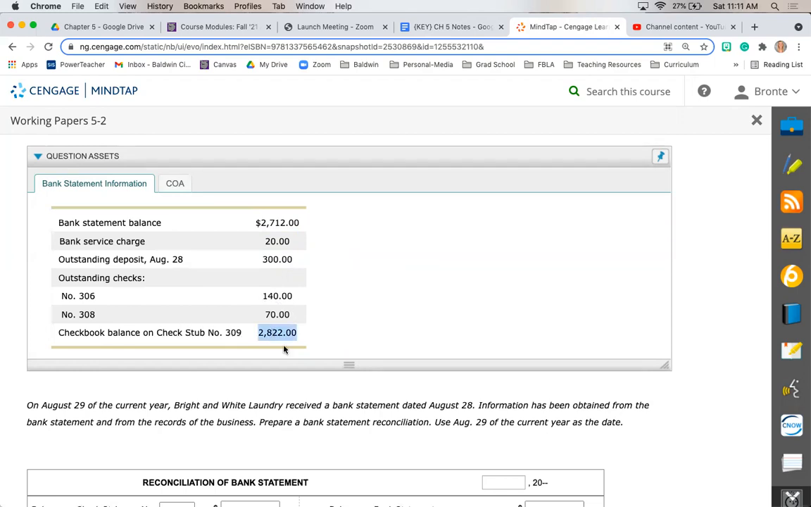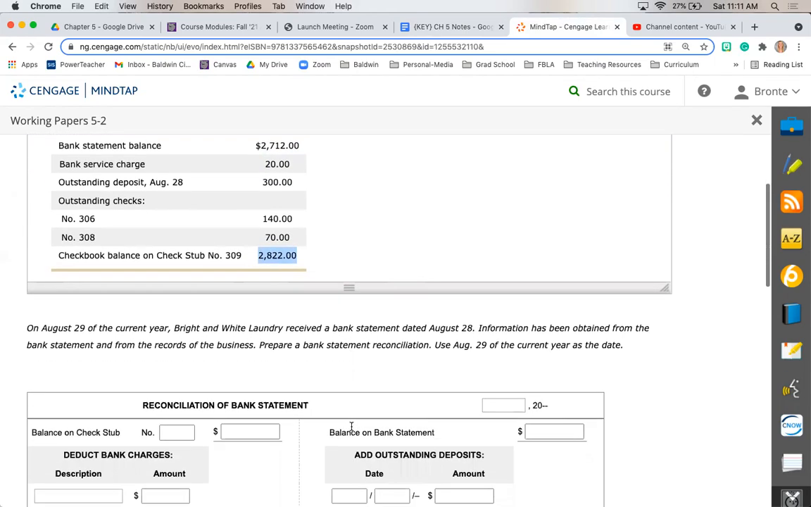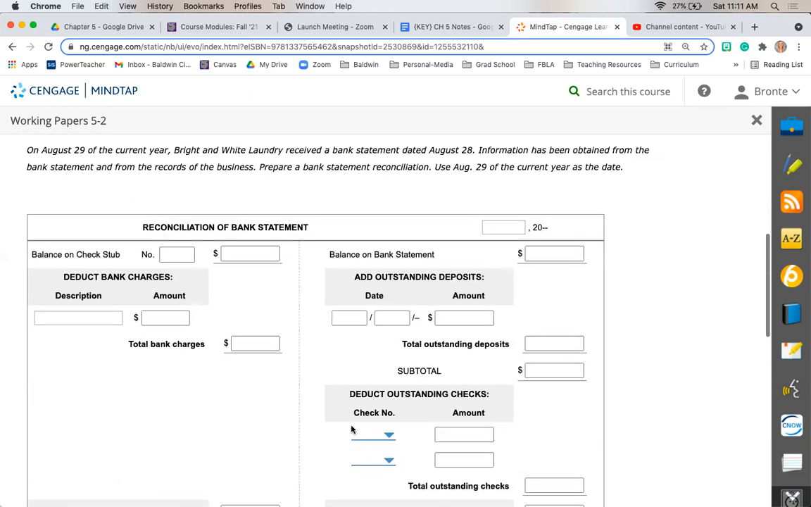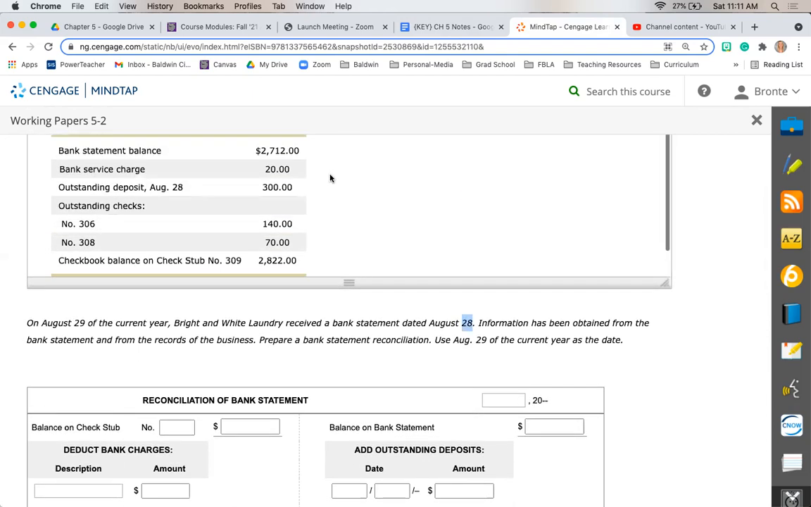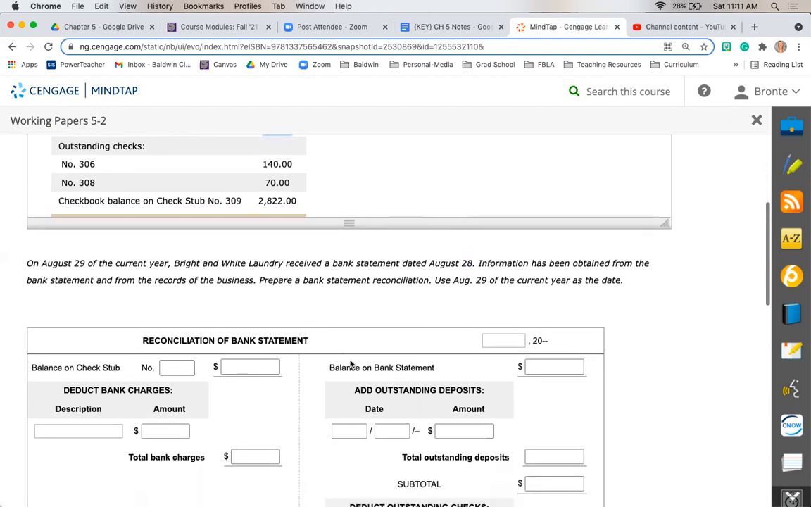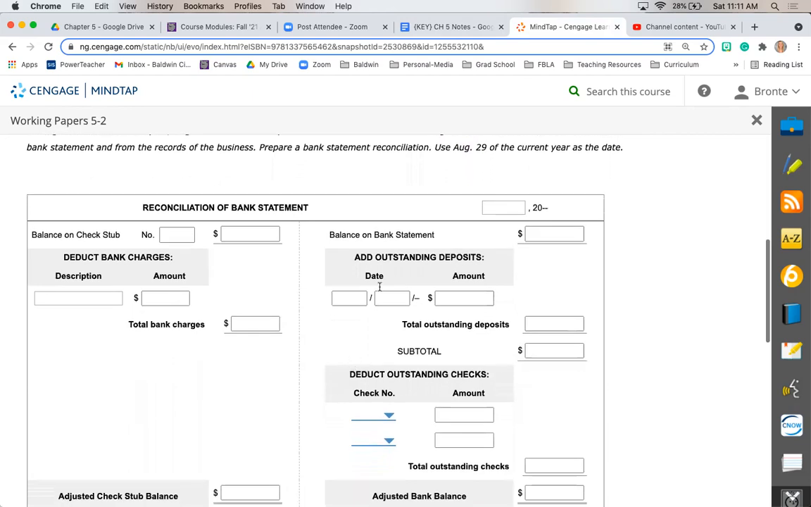And then we have what our records are saying that we have in our checking account. So it is August 29th and we are Bright and White Laundry and we received a bank statement dated August 29th. As you can see, as of the 28th, that deposit and those two checks have not processed yet. So we're going to prepare our bank statement balance using the August 29th date. First things first is putting in our date up here, August 29th.